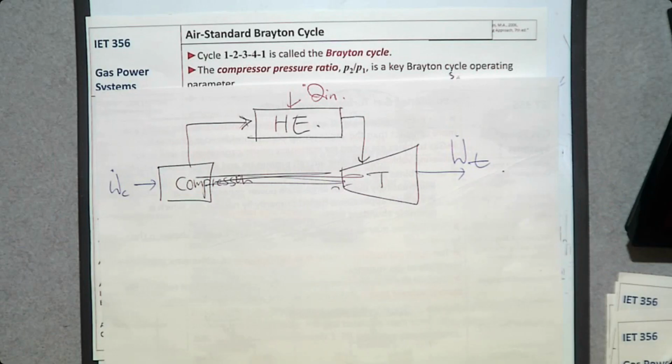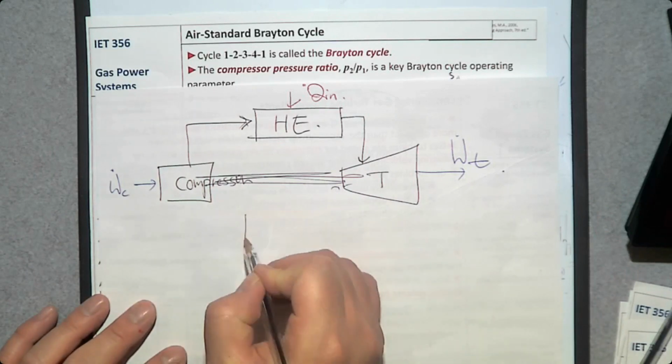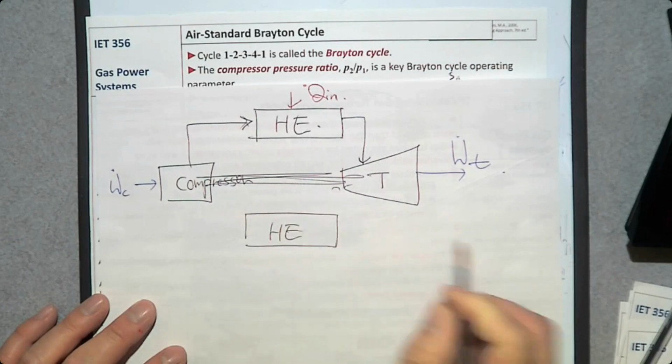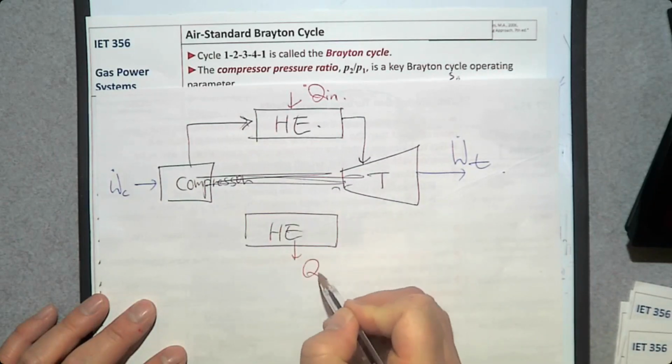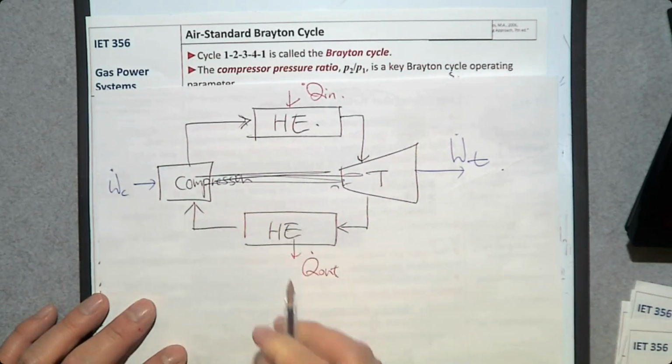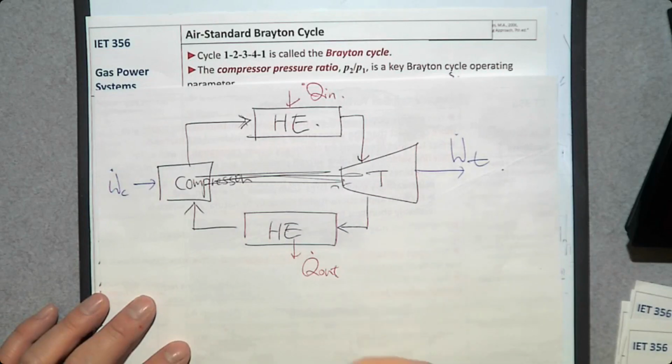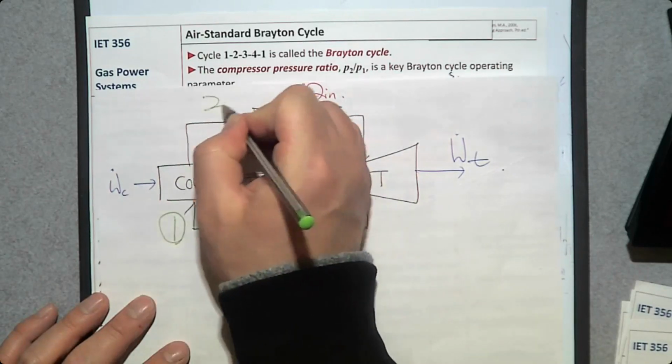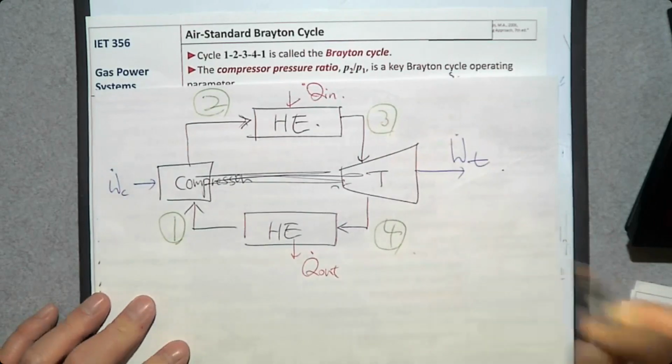So in reality, air and fuel go in, go to combustion, and come out, and exhaust gas will be released. But in the air standard Brayton cycle, for simplicity, we are going to introduce another heat exchanger where we reject any waste heat so that it can be a cycle. So the inlet of the compressor is always number 1, then 2, 3, and 4.